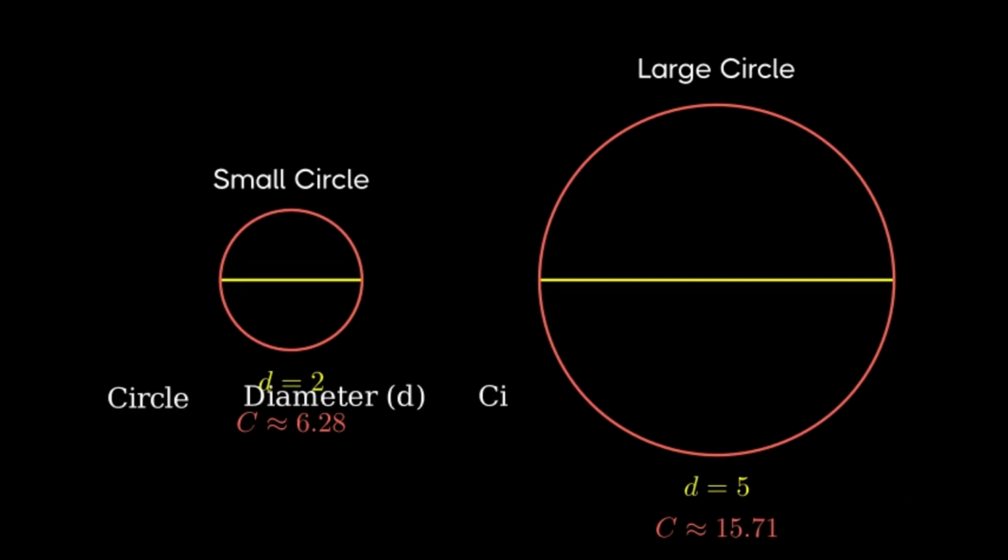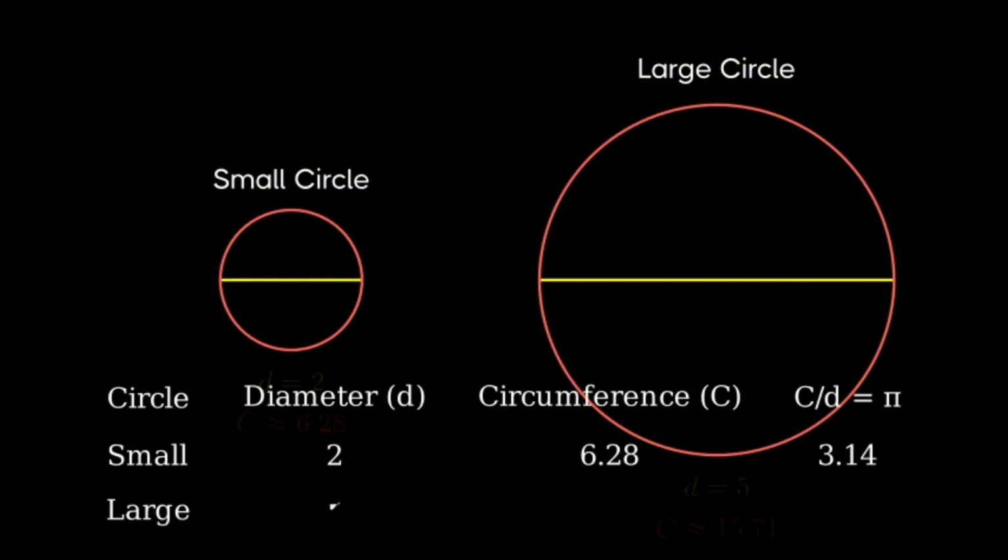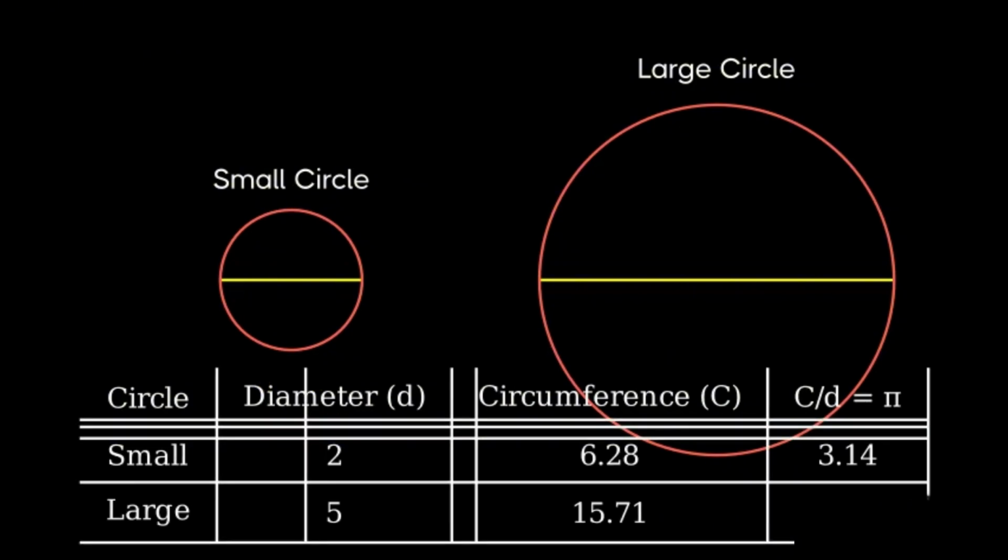To better visualize this relationship, let's organize these measurements in a table and calculate the ratio of circumference to diameter for each circle. This will show us whether pi truly remains constant regardless of the circle size. Look at our results. For the small circle, when we divide the circumference 6.28 by the diameter 2, we get 3.14. For the large circle, dividing 15.71 by 5 also gives us 3.14. This is pi. The ratio is exactly the same for both circles, despite their different sizes.